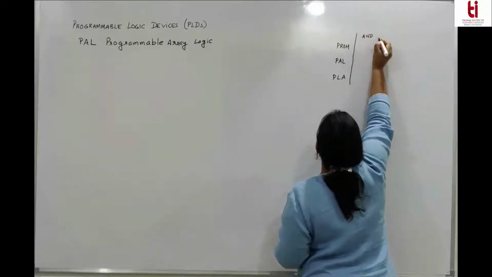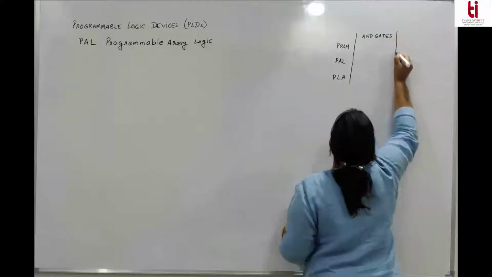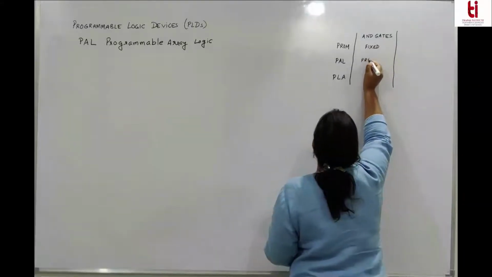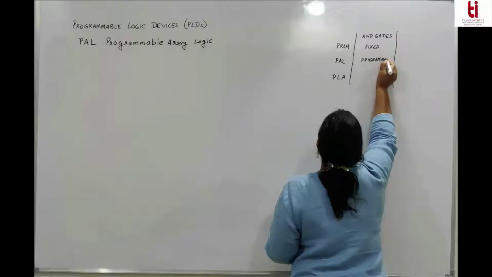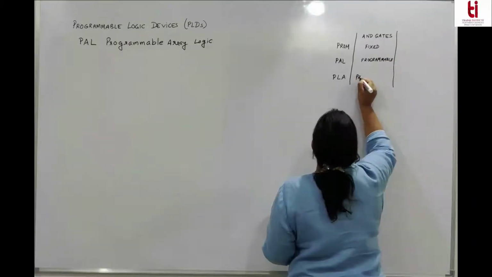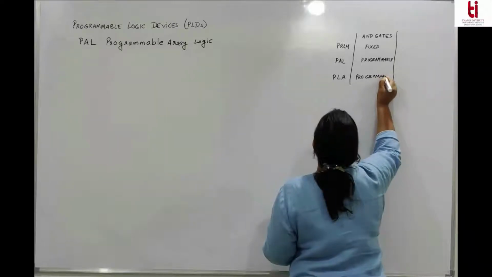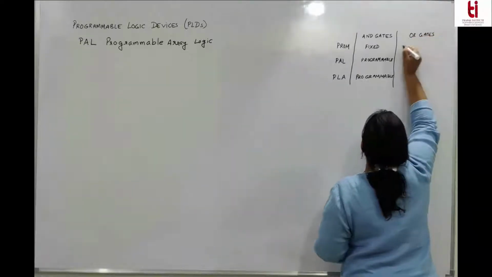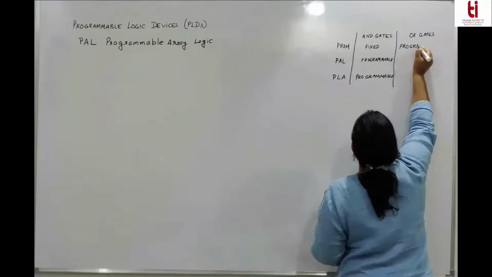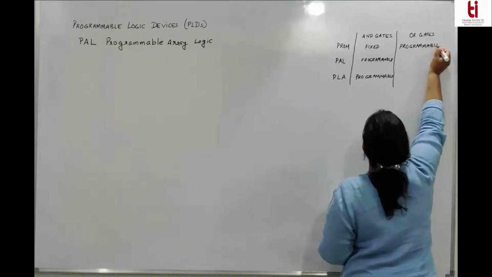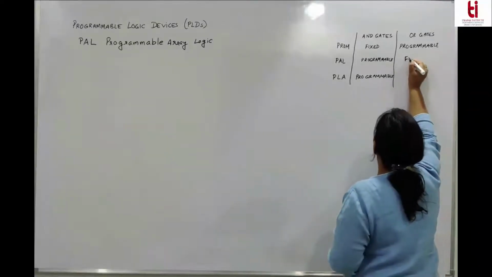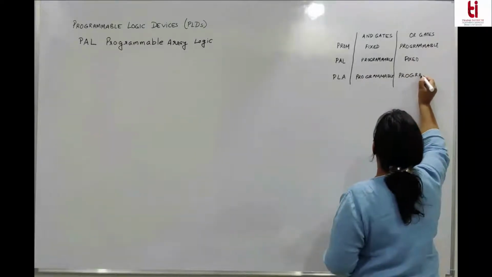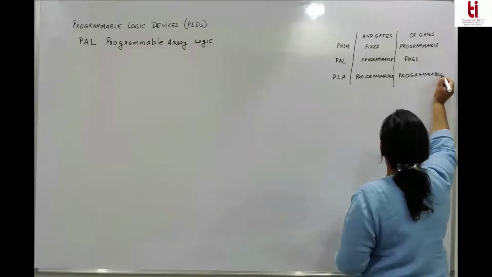What about AND gates? Fixed, programmable, and programmable. And what about OR gates? They are programmable, in this it is fixed, and in this it is fixed. So in PAL, your AND gates are programmable and your OR gates are fixed.